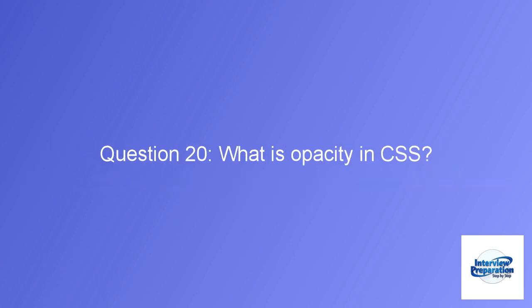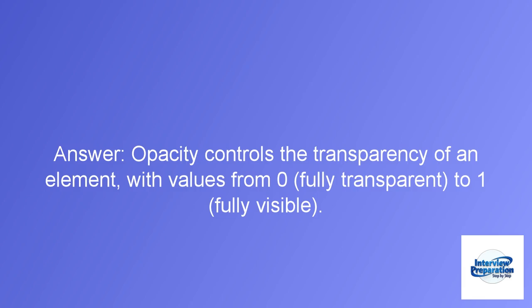Question 20. What is opacity in CSS? Answer. Opacity controls the transparency of an element, with values from 0, fully transparent, to 1, fully visible.